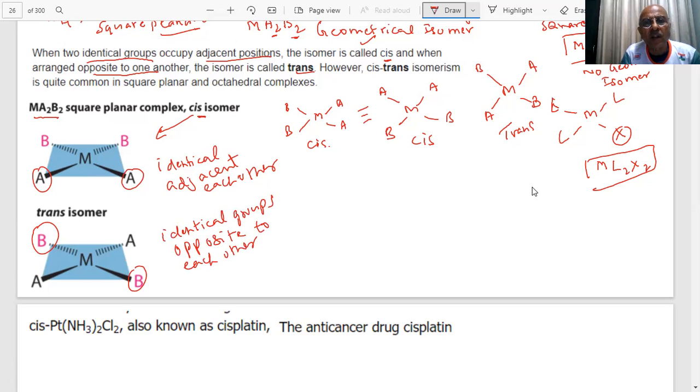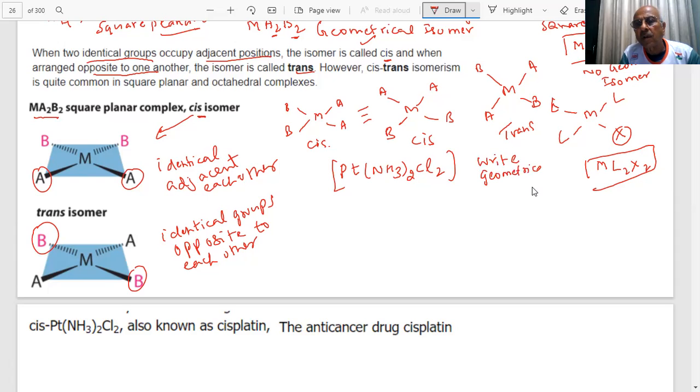For example, students, say we have a Pt(NH3)2Cl2 complex. These two ligands are different, so this is a heteroleptic complex. What type is this? M is platinum, of type Ma2b2. I say write the geometrical isomers.